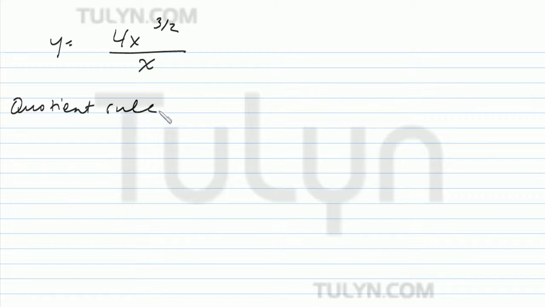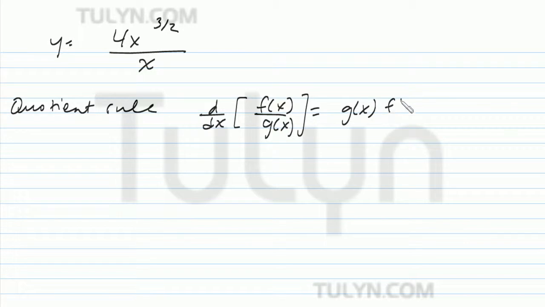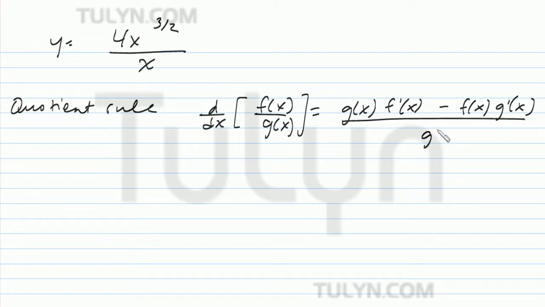Find the derivative y equals 4x to the 3 halves power divided by x. Go ahead and use the quotient rule. The quotient rule is as follows. The derivative with respect to x of f of x divided by g of x is equal to g of x times f prime of x minus f of x times g prime of x, divided by g of x squared.